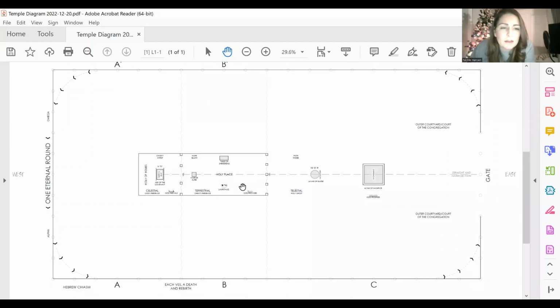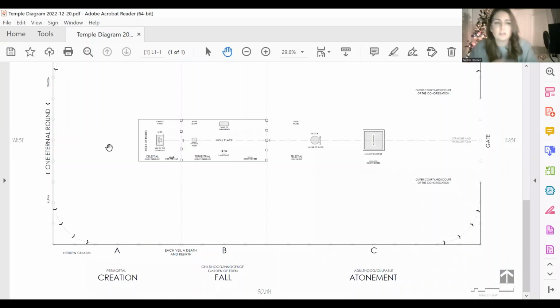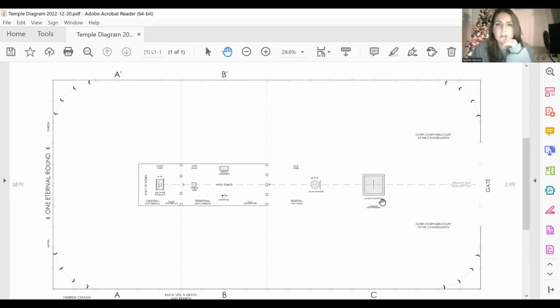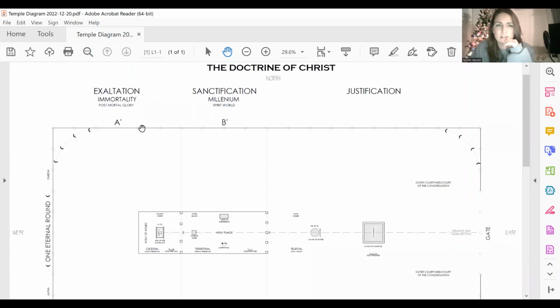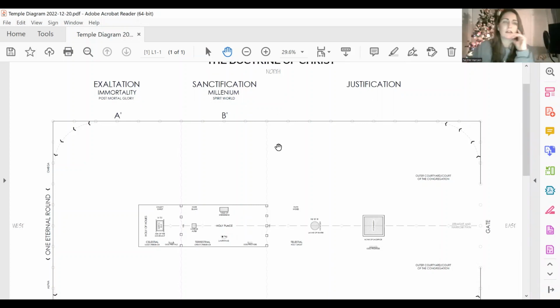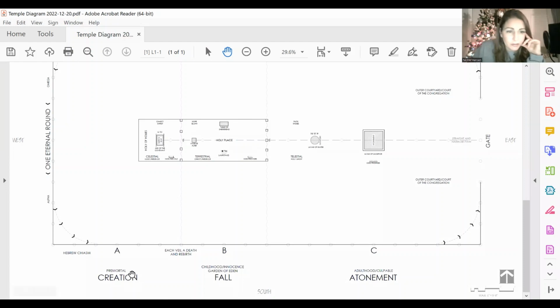Okay. So then we have creation. If we look at this segment here as the celestial, we have creation, fall, atonement, and then justification, sanctification, exaltation. So going out, coming back in. And with that, that's the premortal state. And then we have the Garden of Eden, which in our spiritual journey is symbolic of childhood innocence.